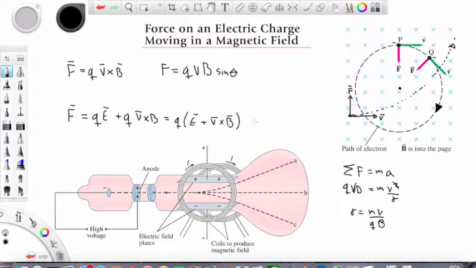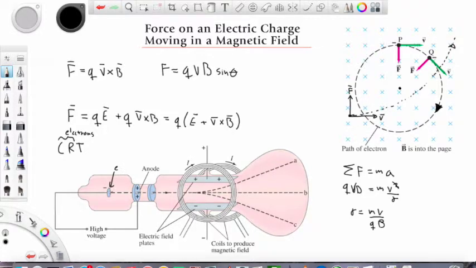A good example of this equation in action is a cathode ray tube, or CRT. Cathode rays are the same things as electrons. For historical reasons, before the electron was discovered, they were called mysterious cathode rays. So here we have a cathode ray tube, and how it works is that we have some electron source here.